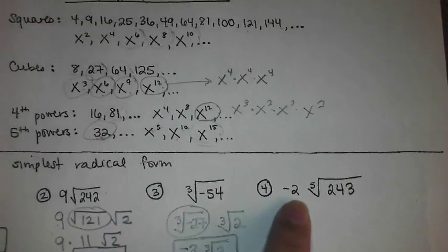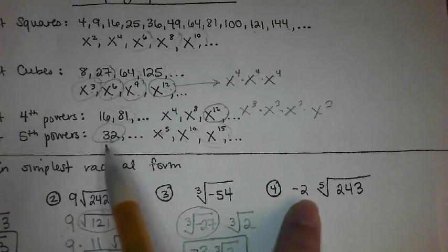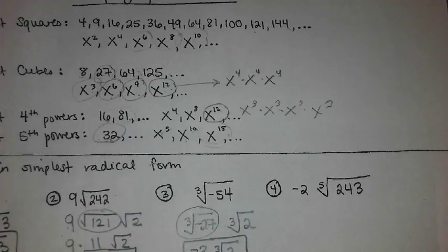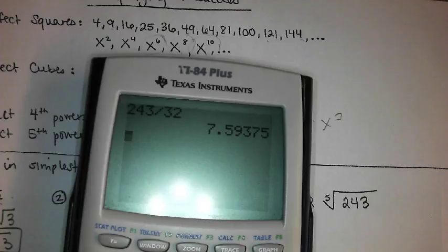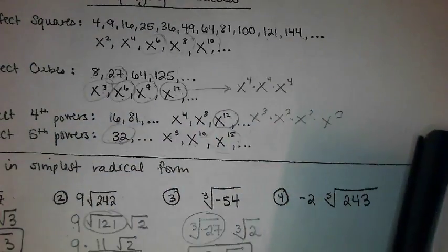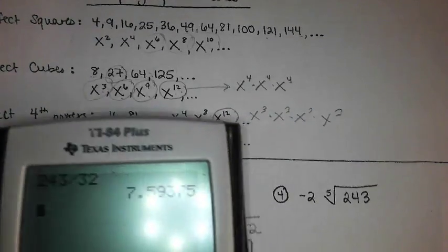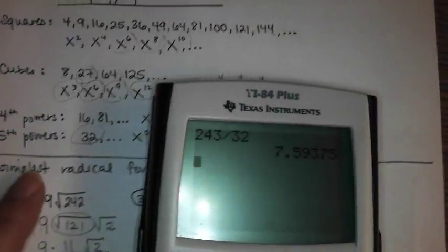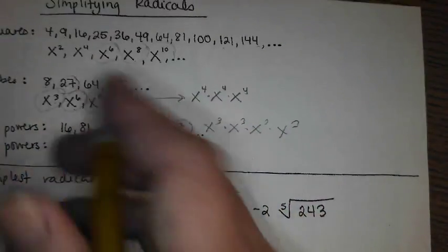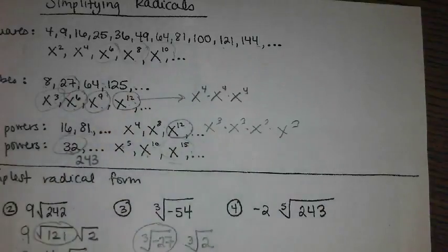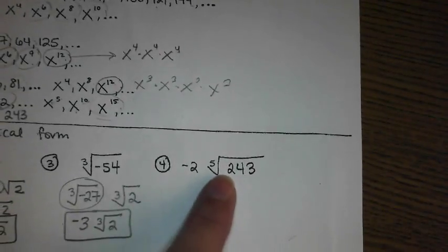The fifth root, we don't really have many options, so hopefully 32 goes into 243. You should have your calculators handy to see how many times, so we know how to break that down. 243 divided by 32. Ooh, it doesn't go in. What else? What is 3 times 3 times 3 times 3 times 3? Oh, 243. Let's add that to our list. So that does have a fifth root.